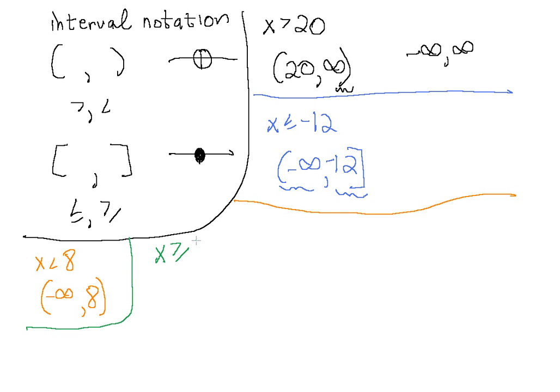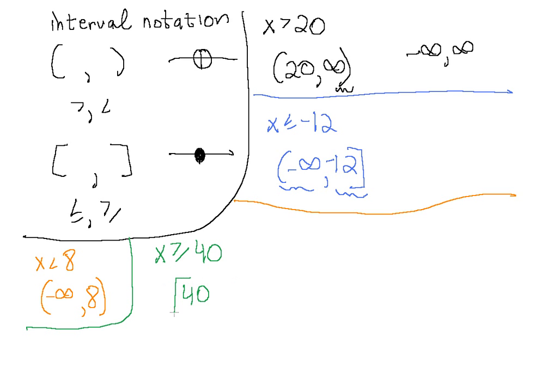x is greater than or equal to 40. Well, we know that we're going to include 40 in our solution set. So let's put a 40, and we're looking for all the numbers that are greater than 40, so 40 is going to be the lowest number if you want to think of it like that, so it's going to be on the left.